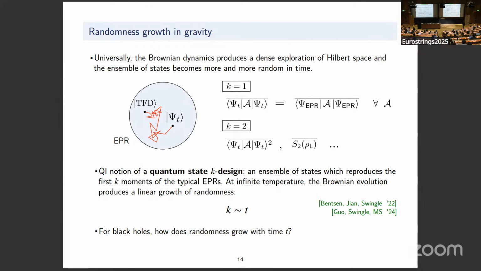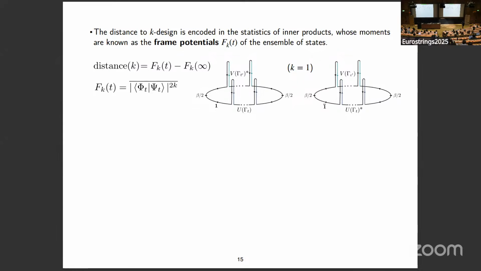Okay. So in order to try to compute K for black holes, we need to essentially compute the distance to a K design. And this is given in terms of some quantum information quantity, which is known as the frame potential of the ensemble of states. Essentially, the idea is that one needs to compute the overlap between two independent states of this ensemble to the power of 2K, and then take the average over the couplings. And this quantity is just a number that depends on time. It's just a function of time. When this number is close to the infinite time value, then the ensemble is very close to a K design.